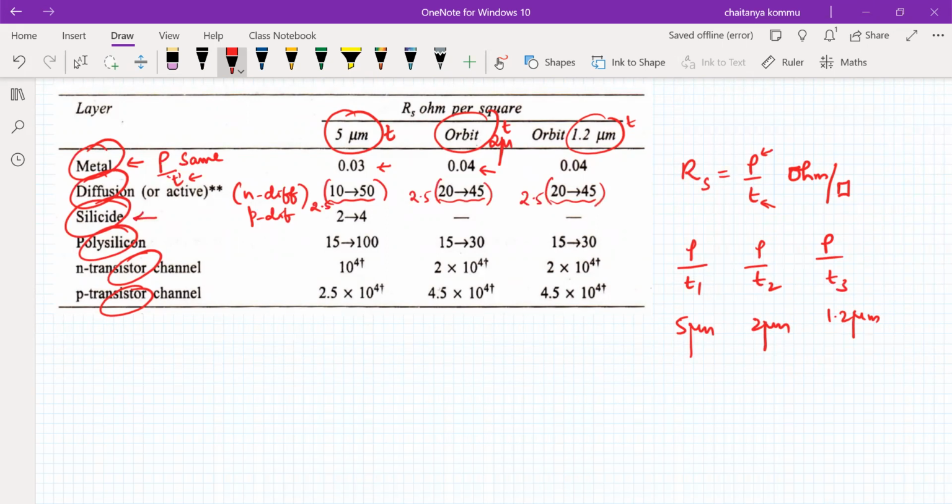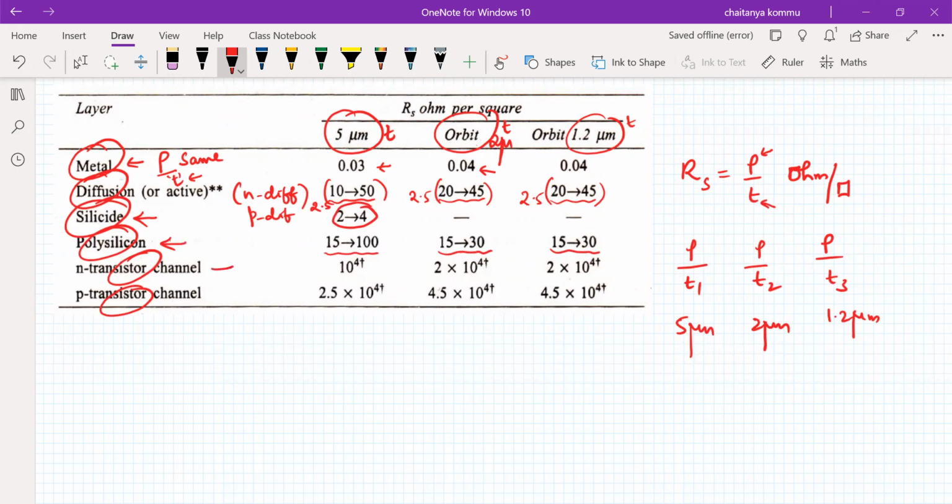Silicide is one of the important things. This is the mixing of polysilicon and metal in order to reduce the sheet resistance. We do this. Okay. So this point we will talk about later on. It is 2 to 4. Whereas the polysilicon sheet resistance is 15 to 30 will be there.